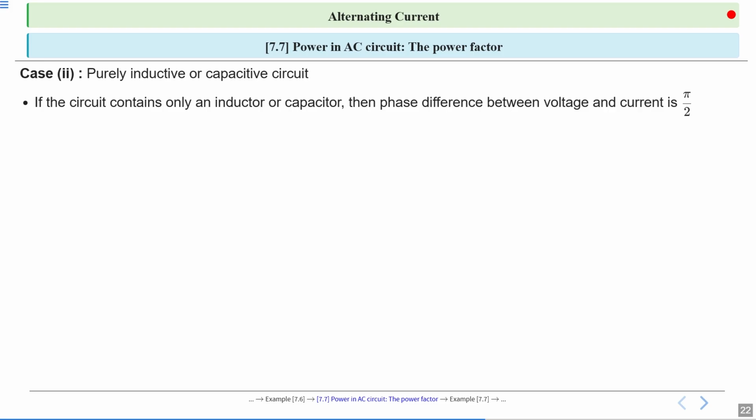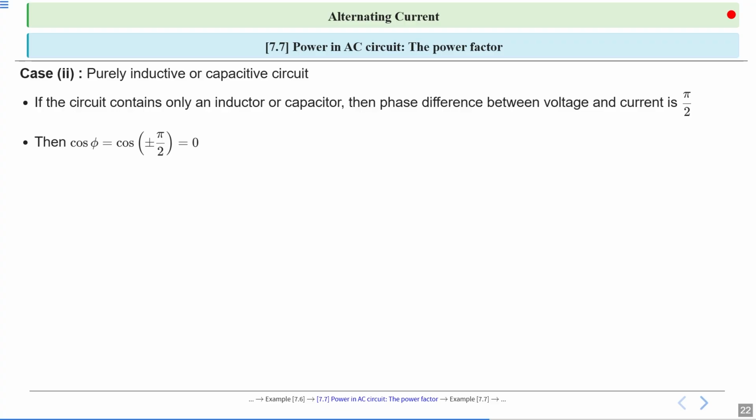Purely inductive or capacitive circuit. If the circuit contains only an inductor or a capacitor, then in the case of both inductor and capacitor, the phase angle between the voltage and current is pi by 2. In the case of a capacitor, current leads the voltage by pi by 2. In the case of an inductor, voltage leads the current by phase angle pi by 2. So in both cases, the phase difference between voltage and current is pi by 2.